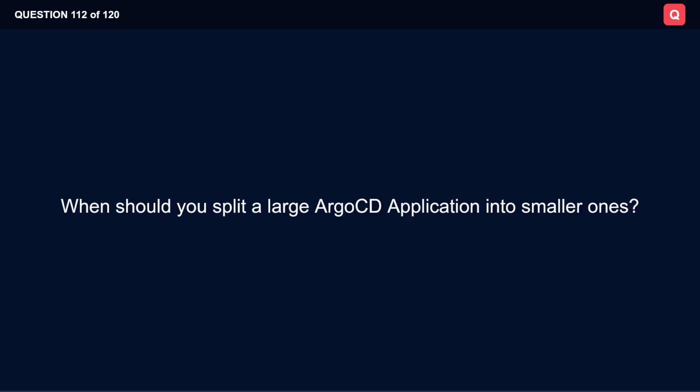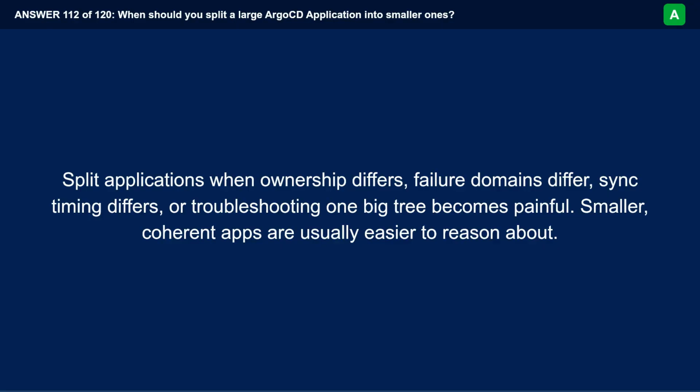When should you split a large ArgoCD application into smaller ones? Split applications when ownership differs, failure domains differ, sync timing differs, or troubleshooting one big tree becomes painful. Smaller, coherent apps are usually easier to reason about.